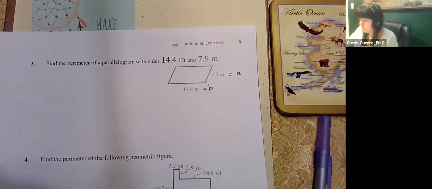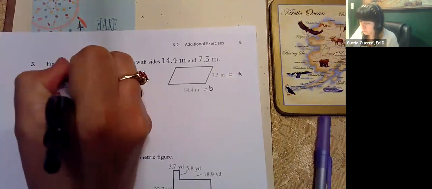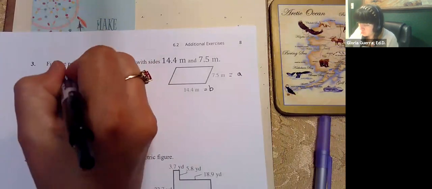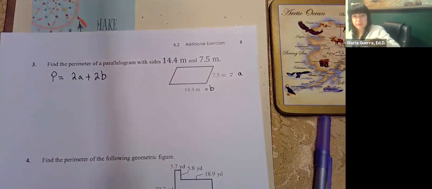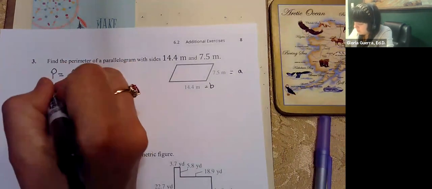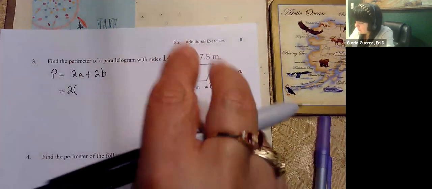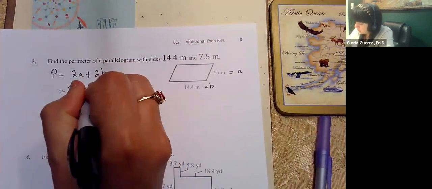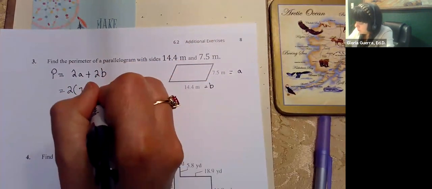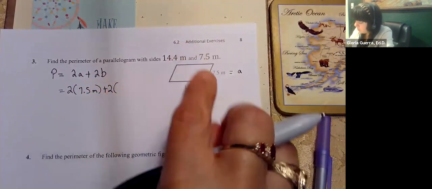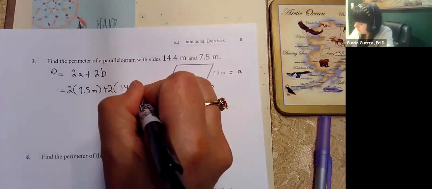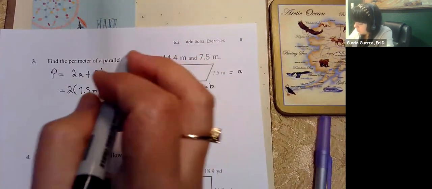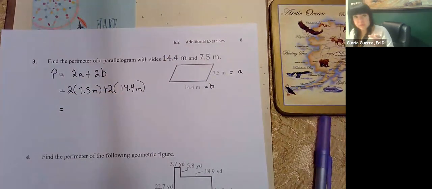Okay, and then I'm gonna write in the formula. So the perimeter for a parallelogram was 2 times A plus 2 times B. So I'm going to do my substitutions, 2 times A, which is 7.5 meters, plus 2 times B, which is 14.4 meters. So I'm doing my substitutions. Okay, and then now I'm going to show my calculation.